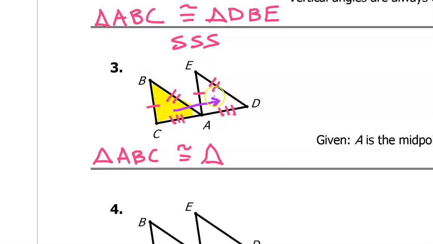So the angles are in the same order. So notice that angle A is in the same position as angle D. So I'm going to start off with angle D. Then angle B is in the same position as angle E. And then angle C of the yellow triangle is in the same position as angle A of the white triangle. All right, so triangle DEA.